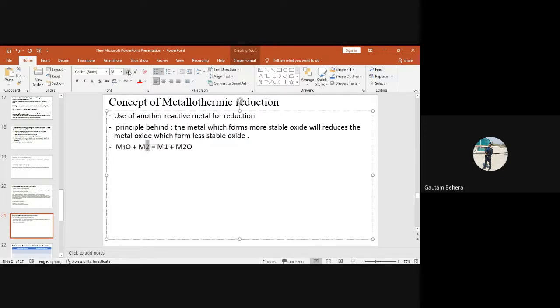So M1 is one metal, M2 is another metal, right? The reducing agent is M2, and the ore is M1O, right? So this metal is more reactive, but this metal is less reactive. This metal forms a more stable oxide, this metal forms a less stable oxide. So this one is used as a reducing agent. This is the principle behind the metallothermic reduction process, right?